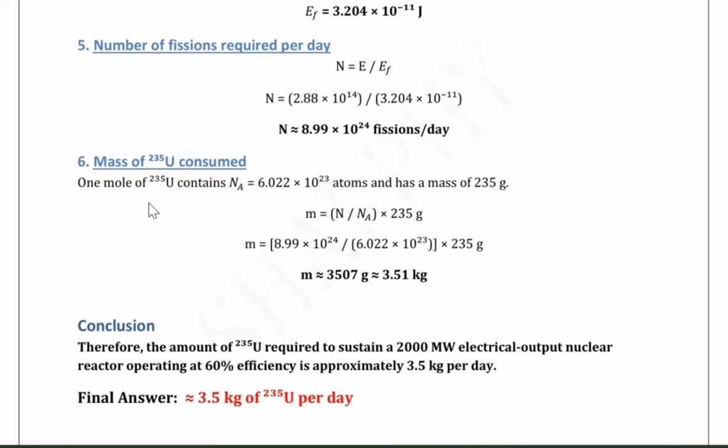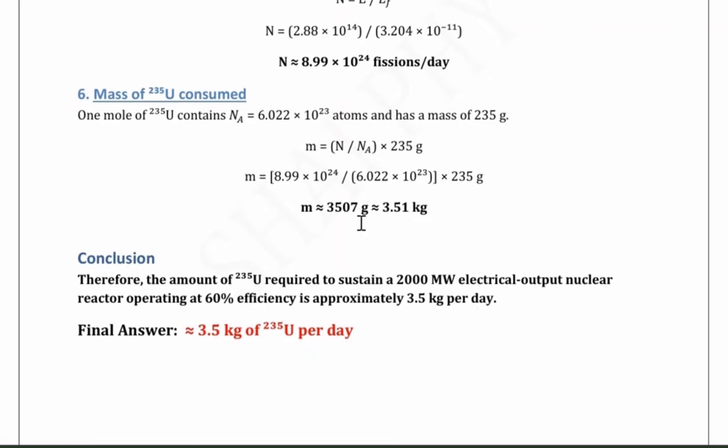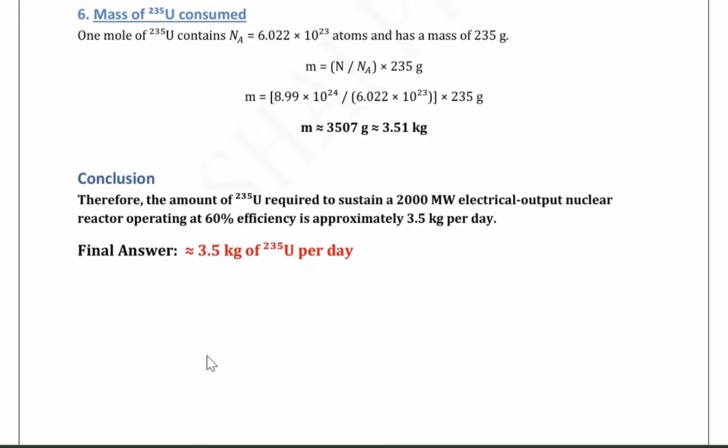Now to find the mass consumed to produce the 2000 megawatt of power, we divide the number of fissions per day by the Avogadro number, which gives the number of atoms that are going to fission. Then we multiply by the atomic mass of uranium-235, and we get the result, which equals 3.51 kg to produce 2000 megawatt of energy per day. So this is the answer.